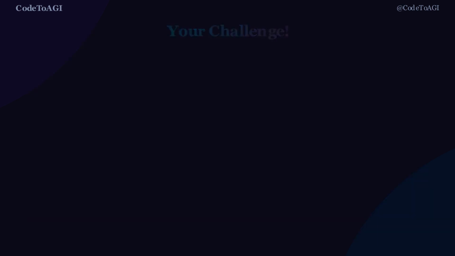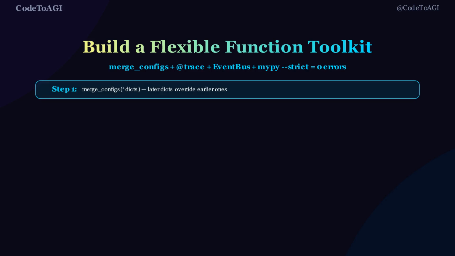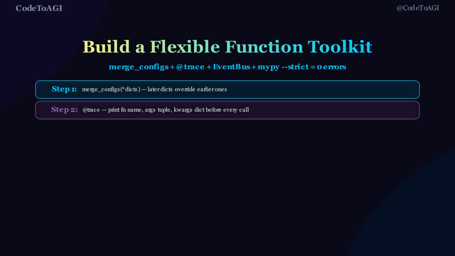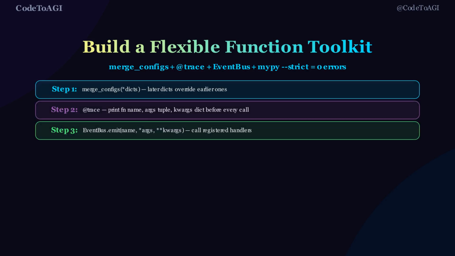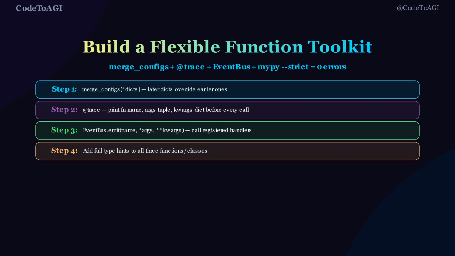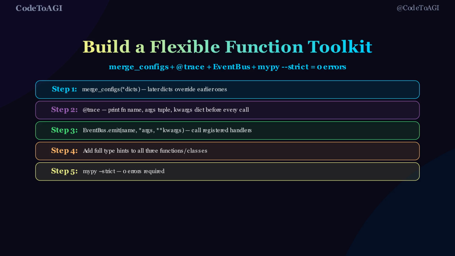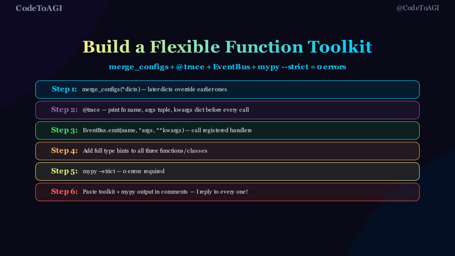Your challenge: build a flexible function toolkit. Step 1. Write a function called merge_configs. It should accept any number of configuration dictionaries as positional arguments. Later dictionaries override earlier ones. Return the merged result.